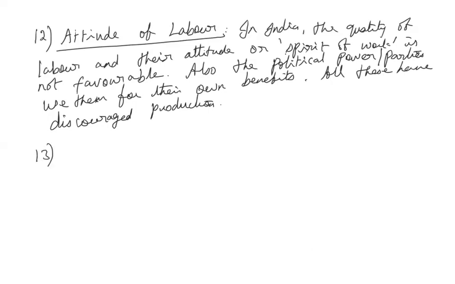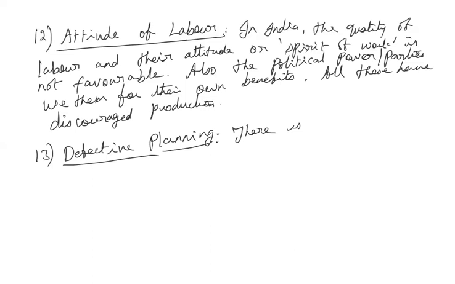And the last problem we have is defective planning. The defective planning is arising because the various industrial departments don't have proper coordination. Because of that improper coordination, that leads to defective planning. So there is no proper coordination among the different departments of the industrial sector.